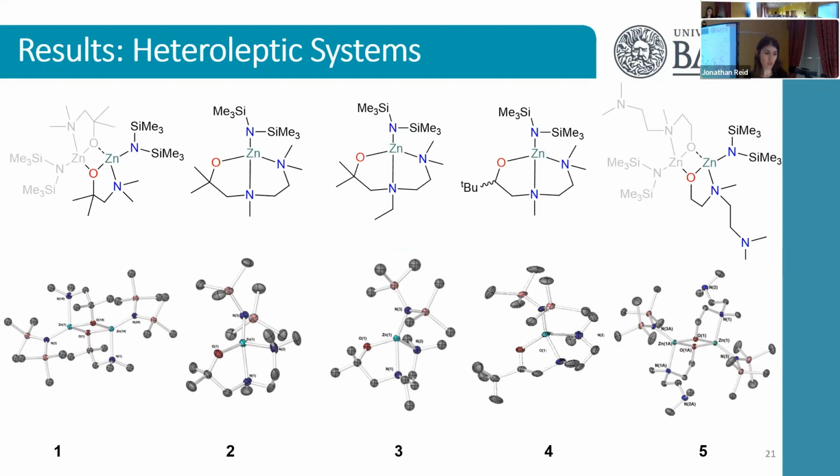We managed to get single crystal XRD data for all of our heteroleptic systems. These are our solid state structures. Complex 1 was shown to be a dimer in the solid state, whereas complexes 2, 3, and 4 were shown to be monomers. And this is what you'd expect, and this is a result of the increased chelating ability of the ligands that we're using. Complex 5, however, is also a dimer, which isn't necessarily what we'd expect because we're using a tridentate ligand, but this could be due to the fact that we don't have any alkyl substituents on our carbon adjacent to the oxygen.